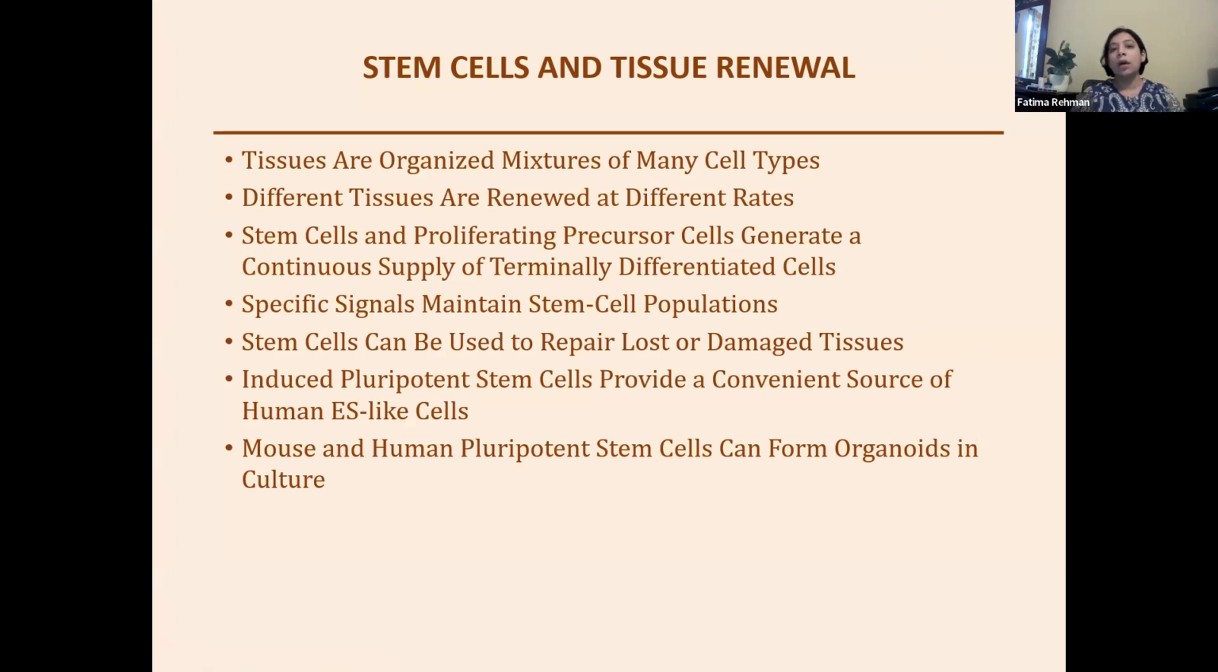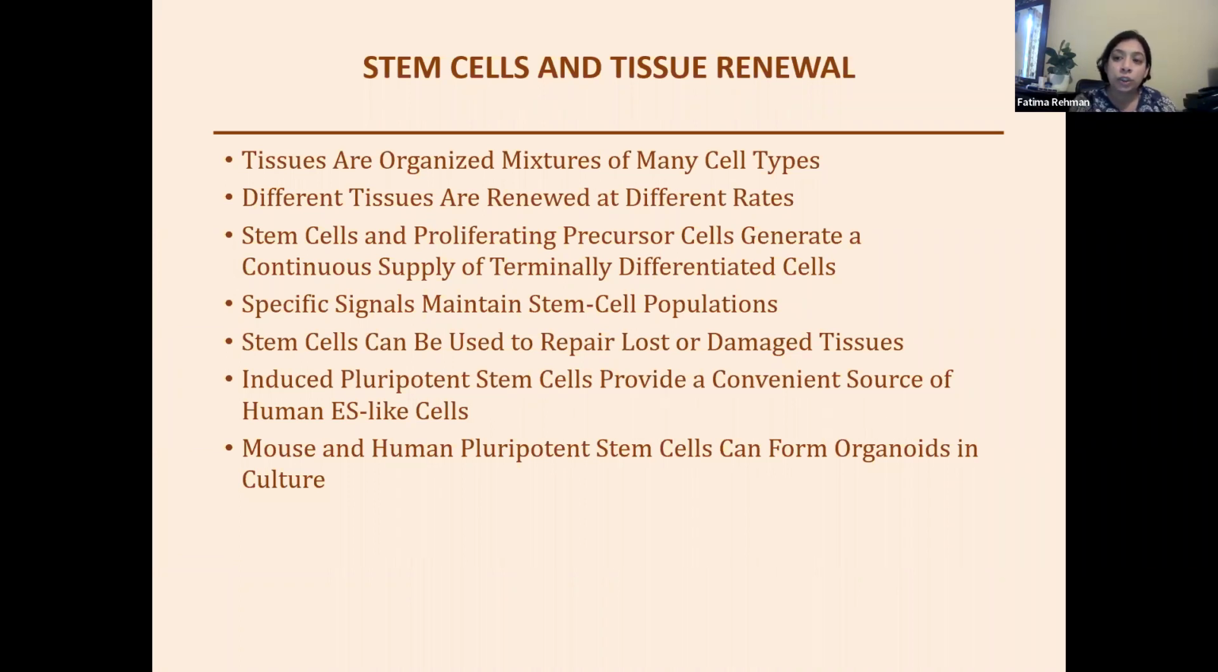So stem cells are very important in today's research for organ transplantation, as well as just understanding how different tissues and organs work. Tissues are organized by mixtures of many different cell types, not just one type itself. And these different tissues are renewed at different rates. Each one of them will have its own rate based on the cell signals received by that particular tissue system. Stem cells and proliferating precursor cells can generate a continuous supply of terminally differentiated cells, and the stem cells are the ones that can be regenerated themselves as well.